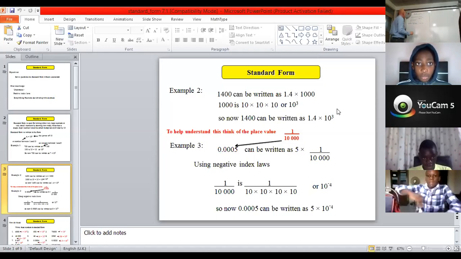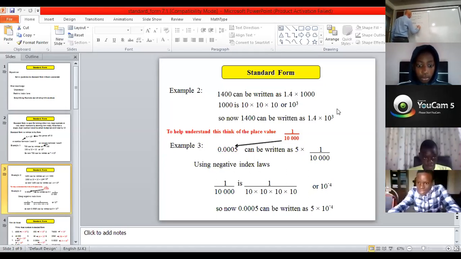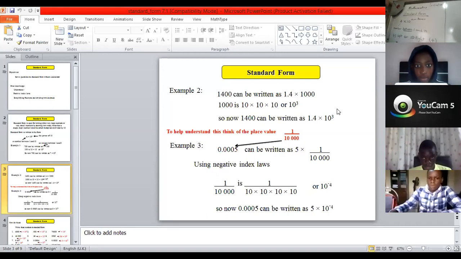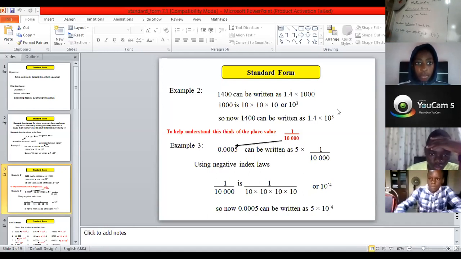Another thing you need to note is that when the power of 10 is going towards the right, it gives you a positive value. You see plus there. But when the power of 10 is going towards the left, this gives you a negative value. You have to understand these two, and I'm going to demonstrate that with two examples.